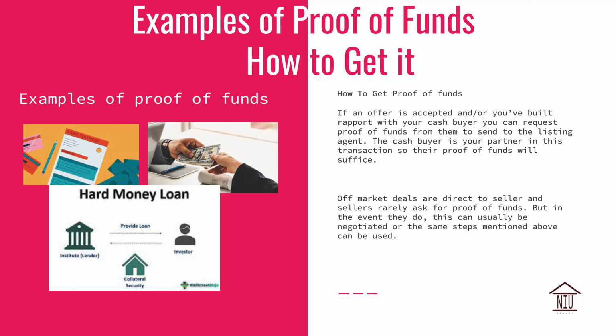Off-market deals are direct to the seller, and sellers rarely ask for proof of funds, but in the event that they do, this can usually be negotiated or the same steps mentioned above can be used. You can usually negotiate providing proof of funds after the inspection period, but for an on-market property, usually you will need to provide proof of funds with your offer.